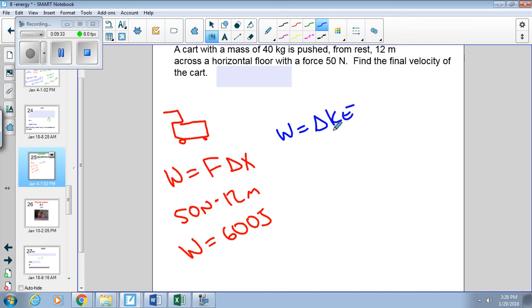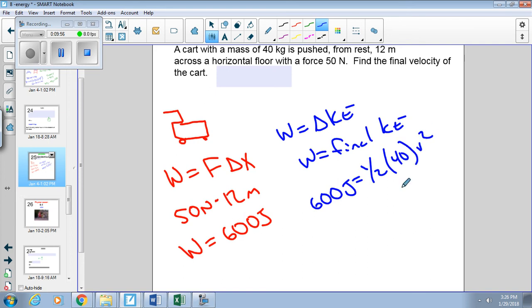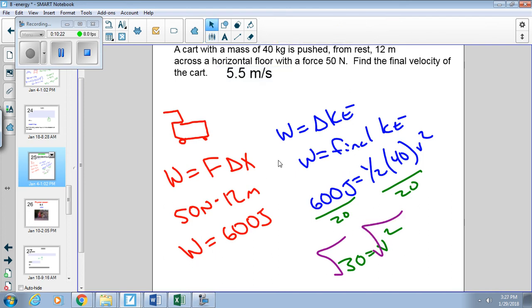It started from rest, so we initially had 0 kinetic energy. So in this case, our work equals our final kinetic energy. So 600 joules should equal half of our mass, 40, times our velocity squared. And this will tell us how fast the cart is traveling. So 600 joules divided by 20 gives 30 equals v squared. Take the square root of that, and we should end up with a velocity of 5.5 meters per second.